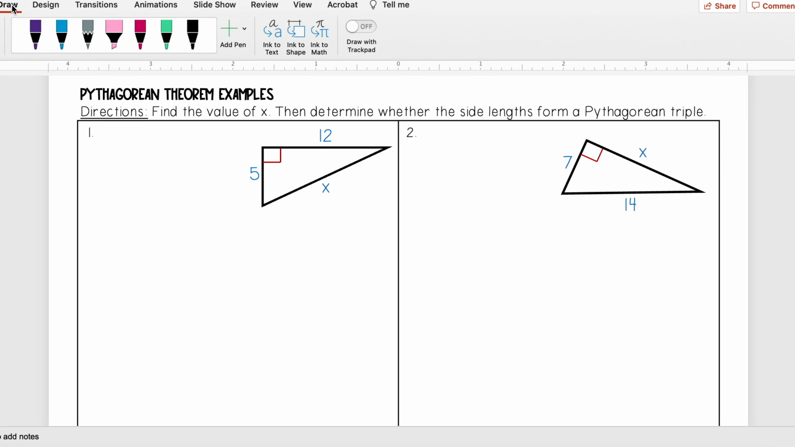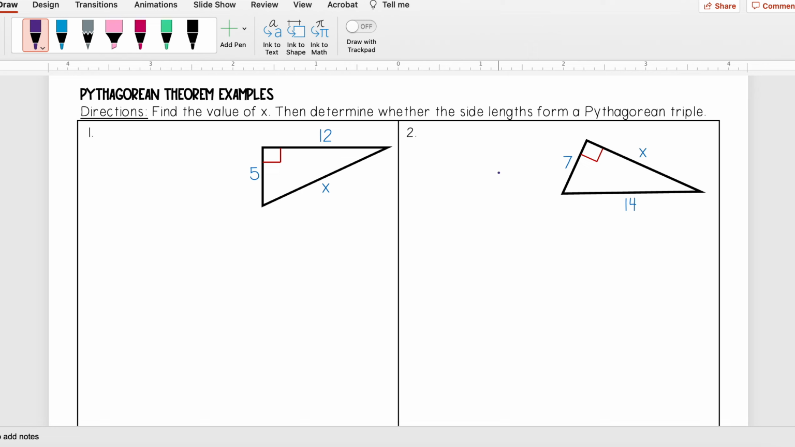In this video, we're going to be looking at some examples of using the Pythagorean theorem to find a missing side length in a right triangle. So for each of these, we're going to find the value of x. Then we're going to determine whether the side lengths form a Pythagorean triple.